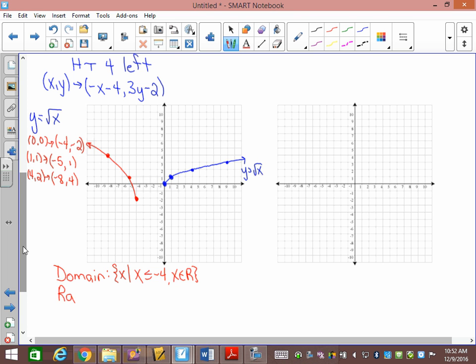Our range is still going to be greater than or equal to because we didn't have a reflection in the x-axis. So it's going to be y is greater than or equal to negative 2. Okay?